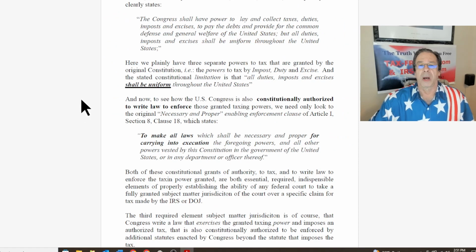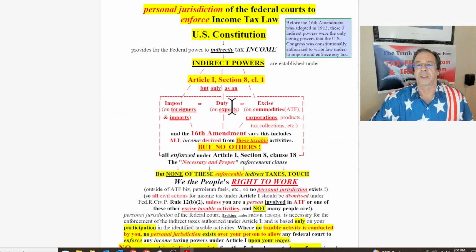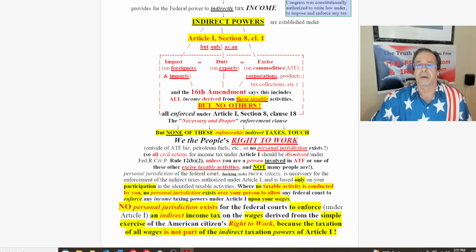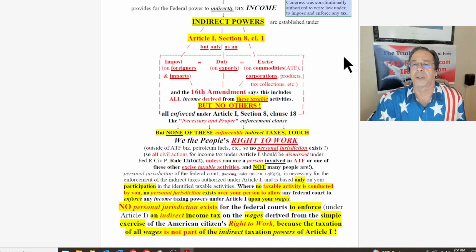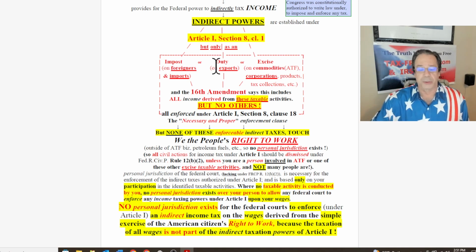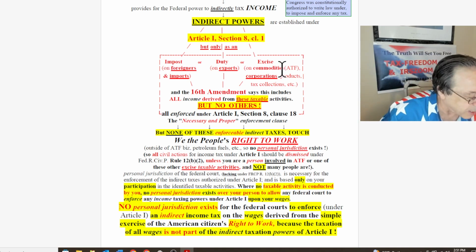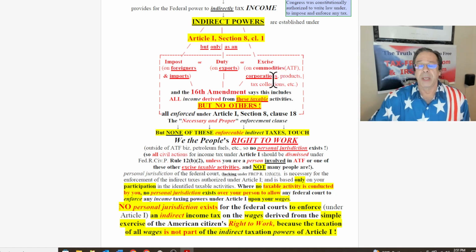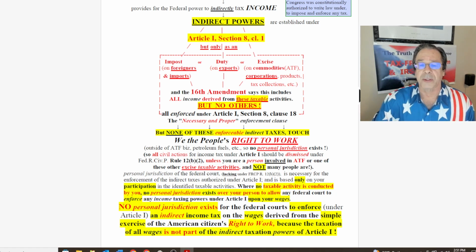So this just explains the original powers in the Enabling Enforcement Clause, and that left us with an understanding of the jurisdictional authority of the courts to enforce tax against the American people as impost, duty, and excise, and it couldn't be anything else because no other powers are granted or made enforceable that reach the American people with legal effect. Direct taxes go to the state governments.